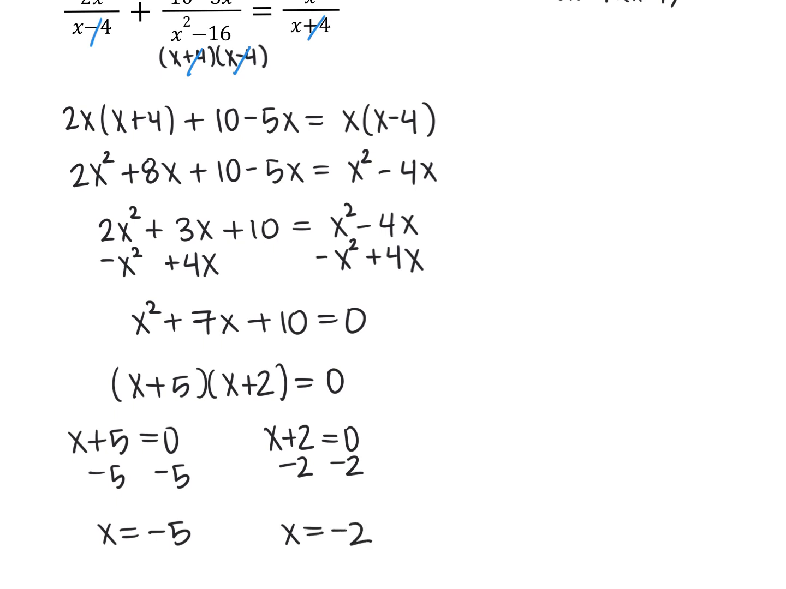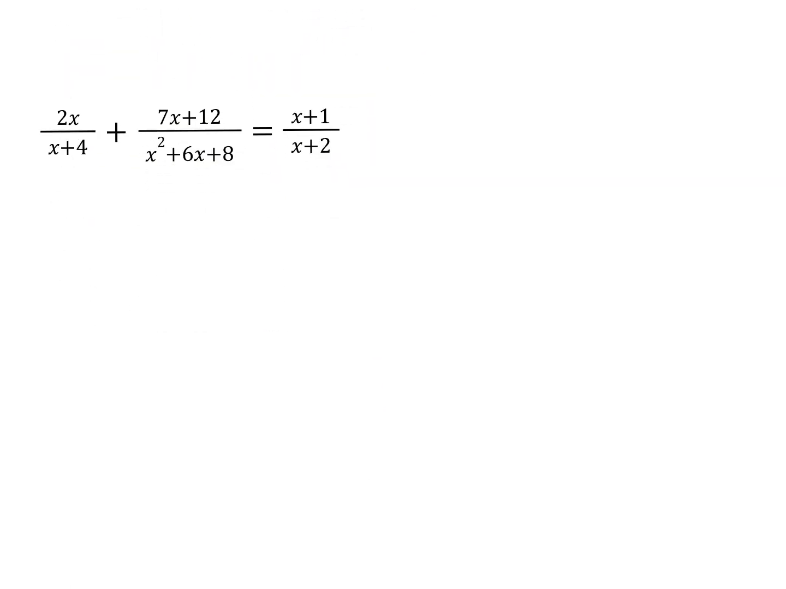Now, when I put my quadratic in factored form, neither of my factors were part of my LCD, which means neither of these values make my denominator 0, which means both of them are solutions. So you can have more than one solution to a rational equation. You're not required to have only one. You could potentially have two.